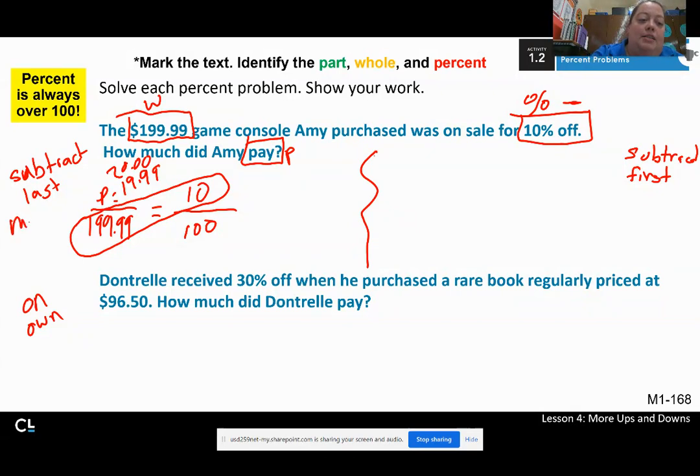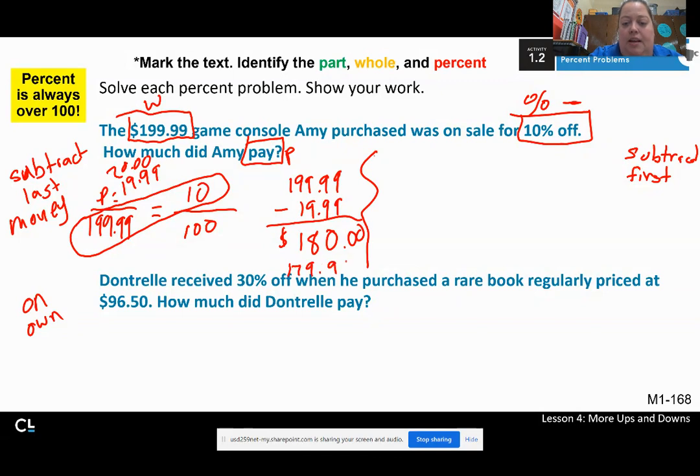Now, I'm going to now subtract last. If I subtract last, that's going to be my money. So now I'm going to take 199. This is always going to be, when markup and markdown, a two-step process. I'm going to subtract 19.99. Or if you did 20, that should be pretty close. 19.99. That gives me $180. All right. So if I did the $20, it would have been really close, $179.99.